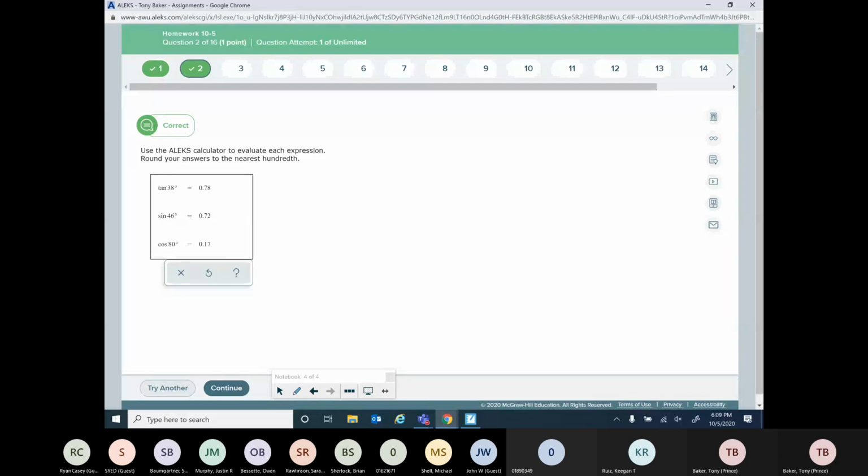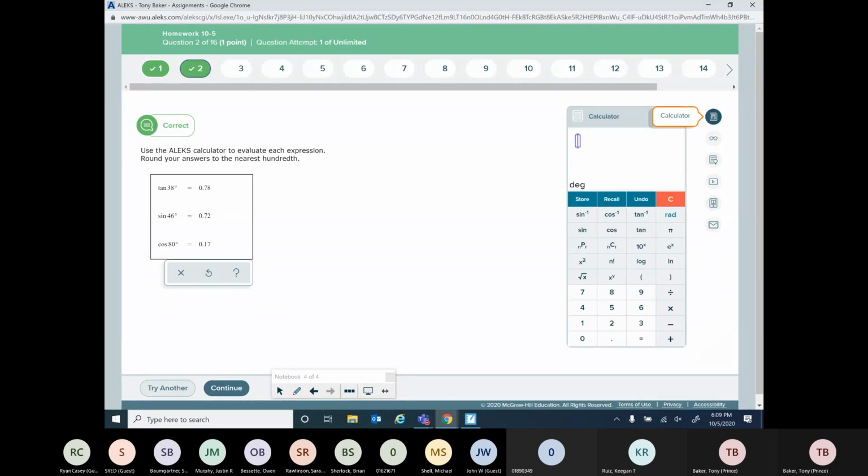Oh, so here's the thing. Depending on the calculator you're using, your calculator is probably in radians mode. So look on your calculator and see if it says DEG or RAD. If your calculator is in radians mode, you will not get it. You'll actually get a different answer.